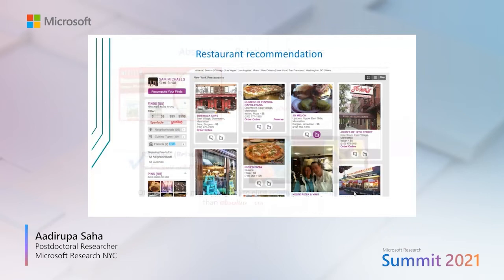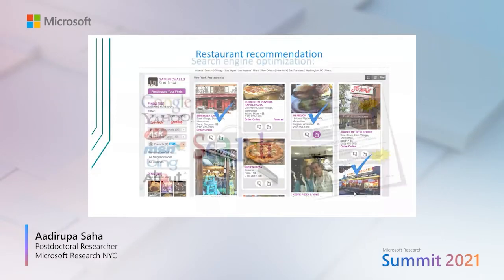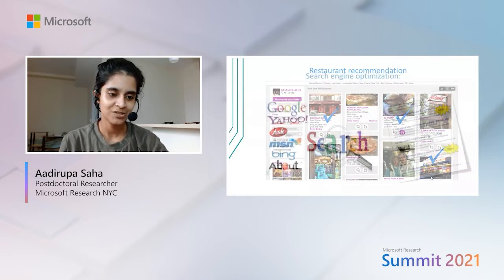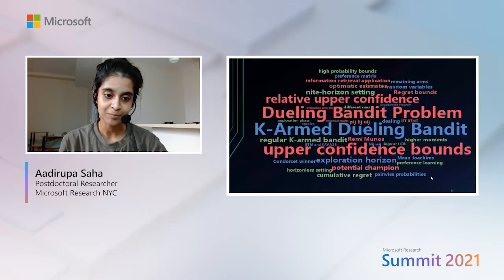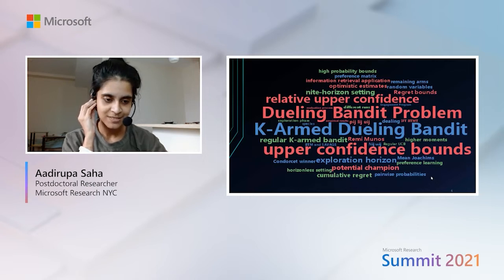So with that motivation of learning from preferences, just before going to the formal problem definition, we have several applications, not just movie recommender systems. In various recommender systems, this can be implemented. For example, restaurant recommendations, or in search engine optimization, or in crowdsourcing platforms, various online learning platforms. Preference-based learning can be implemented, and it has been implemented in real-world systems.